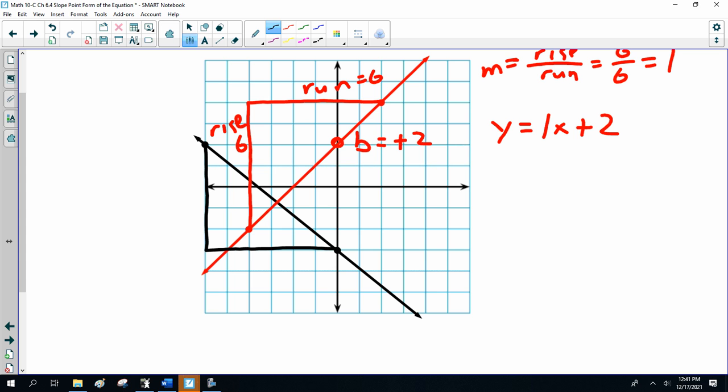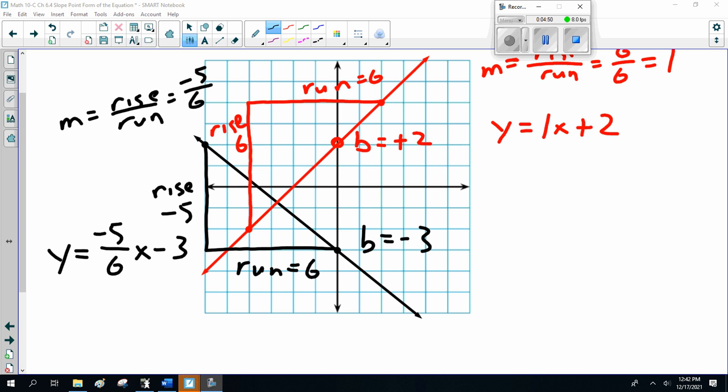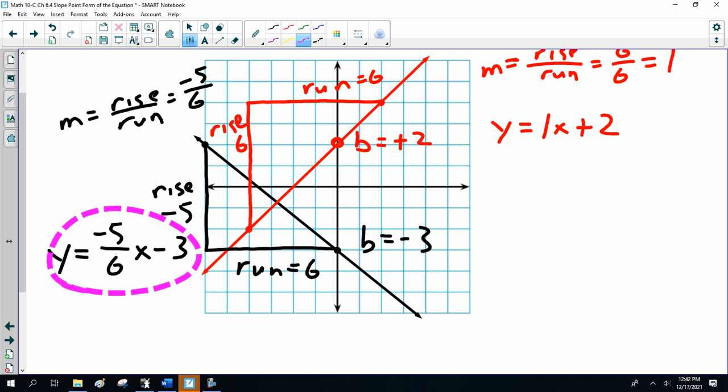Actually, let's pause the recording. We'll come back and compare answers and see what the equation is for this black line. So pause the recording. Let's go. Okay, guys. I got y equals minus 5/6 x minus 3. My rise is minus 5, I'm going down. My run is 6. Clearly my slope is minus 5/6, and my b value is minus 3.